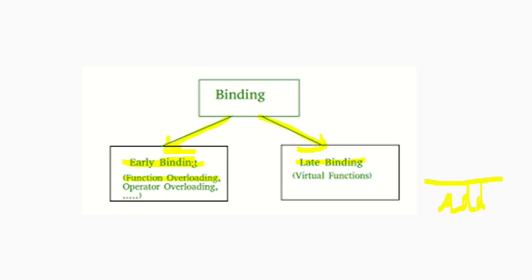So in early binding, depending on the parameters, this function call will be attached to that function which has the same number of parameters. In early binding, which is at compilation time. So this is an example of function overloading, which is what happens in early binding.